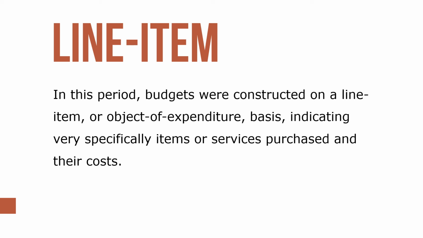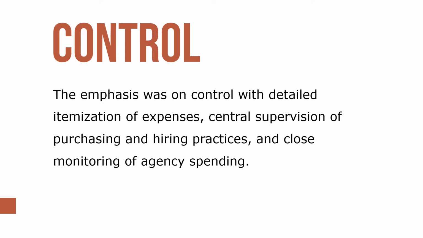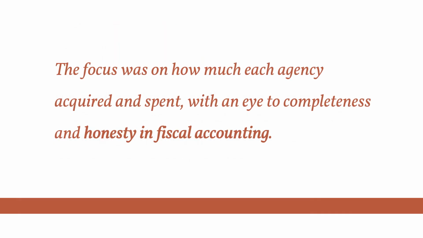In this period, budgets were constructed on a line item or object of expenditure basis, indicating very specific terms in terms of the services purchased and their cost. The emphasis was on control with detailed itemization of expenses, centralized supervision of purchasing and hiring practices, and close monitoring of agency spending. The focus was on how much each agency acquired and spent, with an eye to completeness and honesty in fiscal accounting.